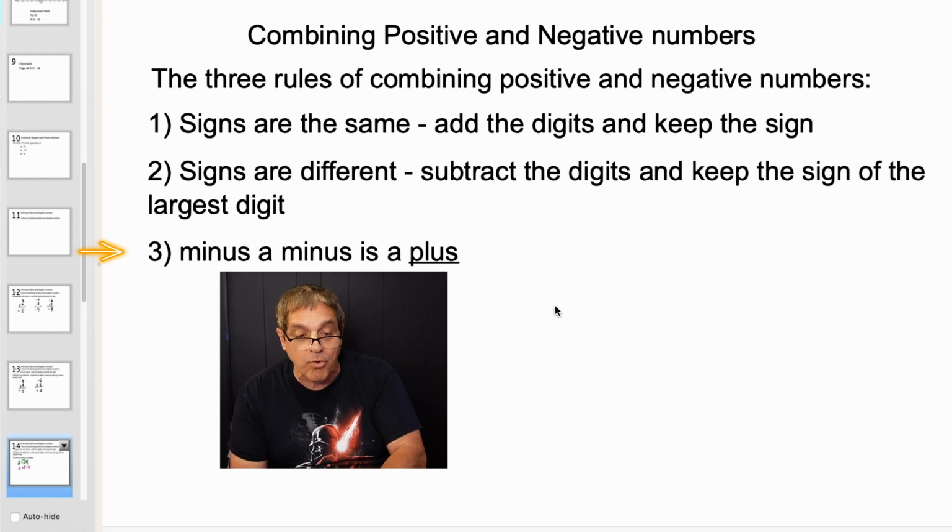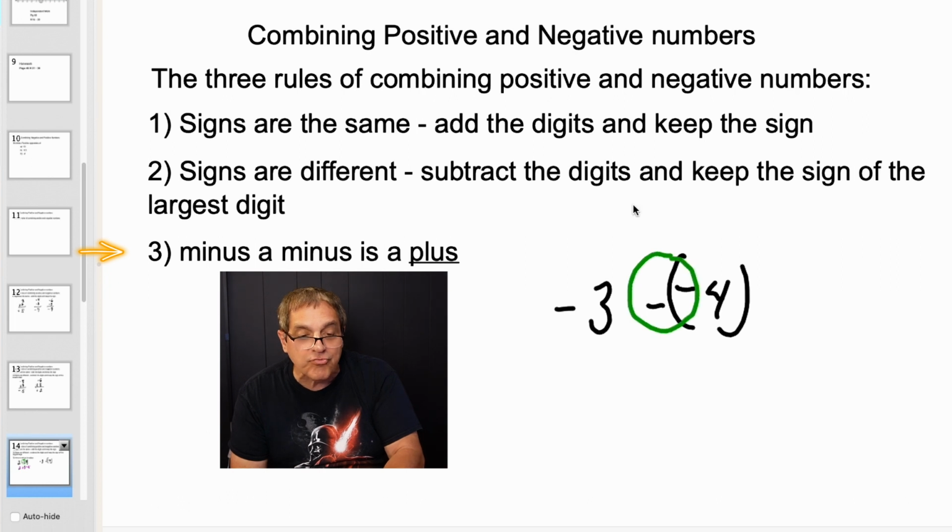Let's do one more. Suppose I have negative 3 minus negative 4. Okay? So your minus minus is a plus. So rewrite this with that as a plus.